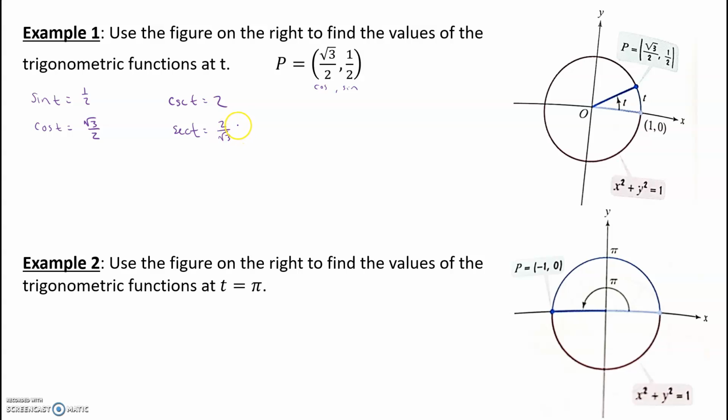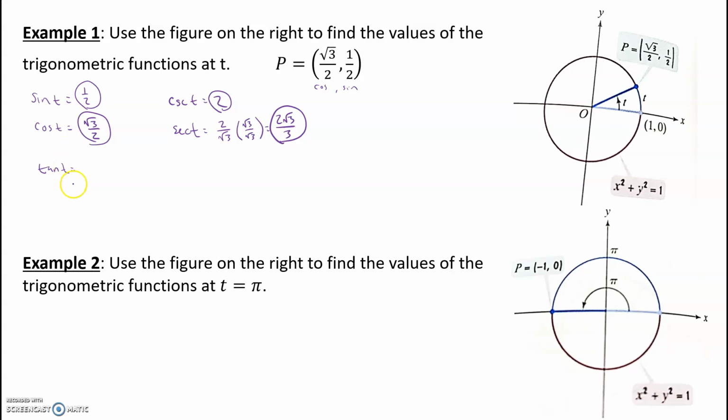Now here we do have to rationalize, so we're going to multiply top and bottom by √3. So we've got 2√3/3. So there's that one. So far we've got 4, and minimal work. Very minimal work. Tangent, you've got to try for a minute.